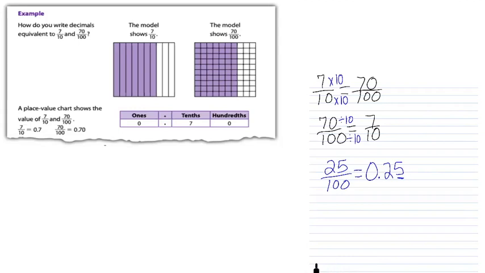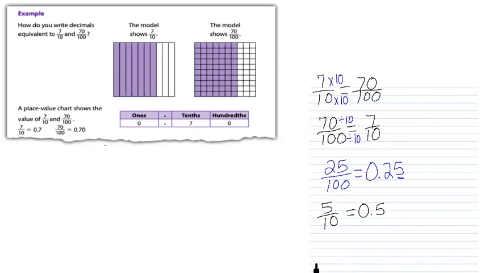Now, let's look at 5/10. Let's write the decimal equivalent to this fraction. If you said 0 and 5/10, and you want it to look like that, that's correct, because the 5 is sitting in the tenths place value. And we didn't put anything in the hundredths place value because there's nothing there.